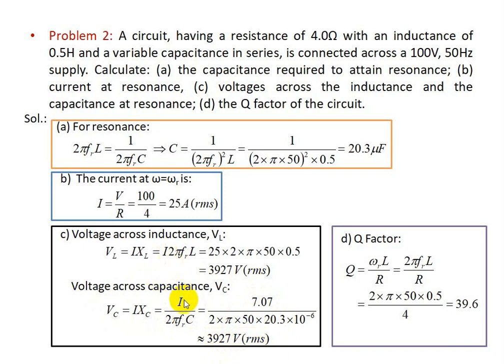So at resonance, we find that VL is the same as VC. But one thing you should also remember: the applied voltage is only 100 volts, whereas the voltage across inductance and capacitance is very large, that is 3927 volts. Then finally, find the Q factor. Q factor is given by the formula omega R L by R. So omega R is 2 pi Fr, into this L and this R. Substitute the values, and you will get a value of 39.6.